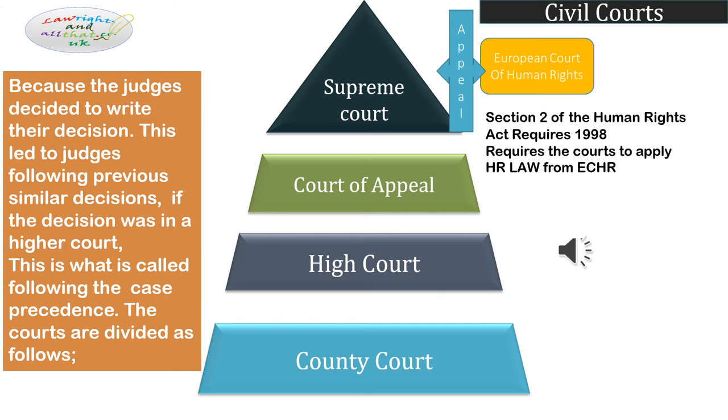So the county court would have to follow all the courts above it, like the High Court and the Court of Appeal, and the High Court would have to follow the Court of Appeal decisions, and the Court of Appeal would have to follow the Supreme Court's decisions. So you can see the pyramid effect and how precedent works. There is a slight exception in relation to human rights, that it goes up in the same way through the court system, but there's another route of appeal against the Supreme Court decision, and that is to the European Court of Human Rights, which is superior in relation to human rights law. But that's unusual.